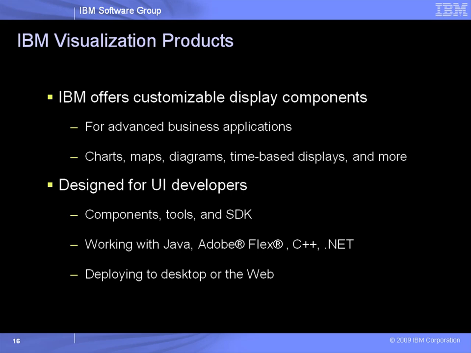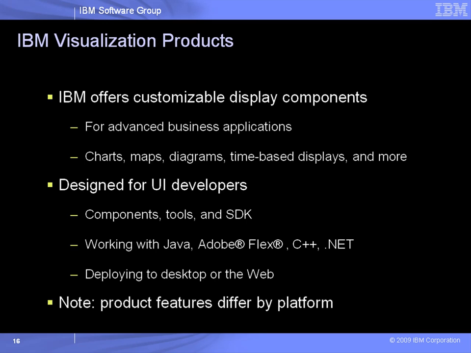The IBM Visualization Products are available across a number of development and deployment platforms. The JViews family of products, for example, consists of 7 Java-based products, each tailored to a specific type of advanced user interface display. Likewise, there are offerings for Adobe Flex and Air, cross-platform C++, Ajax, and the .NET platforms.